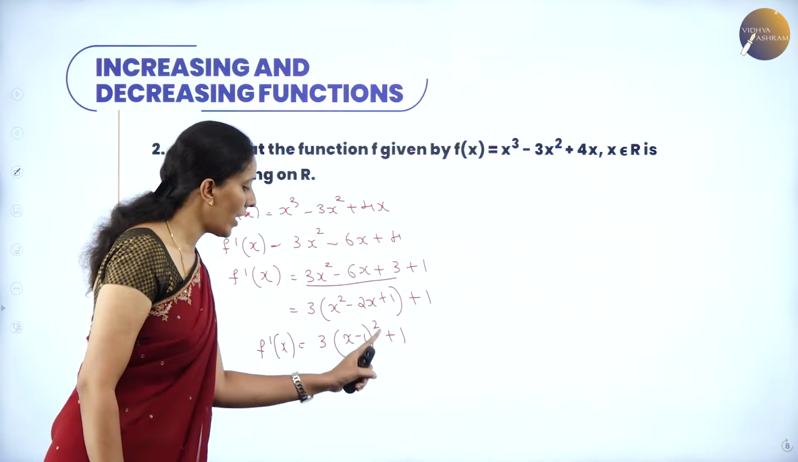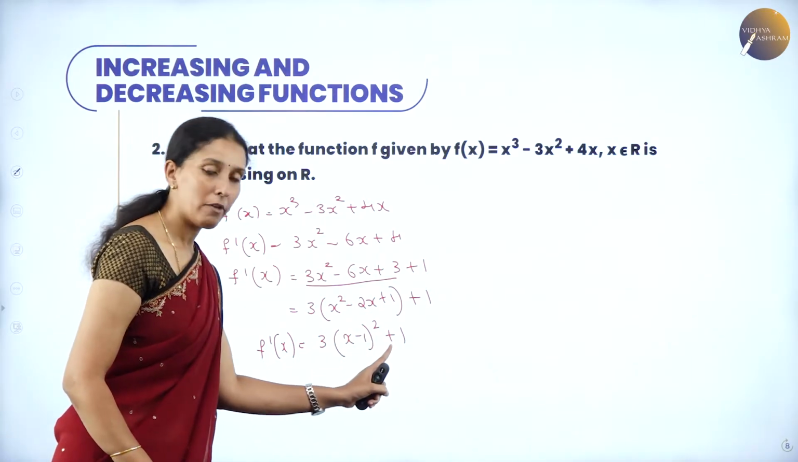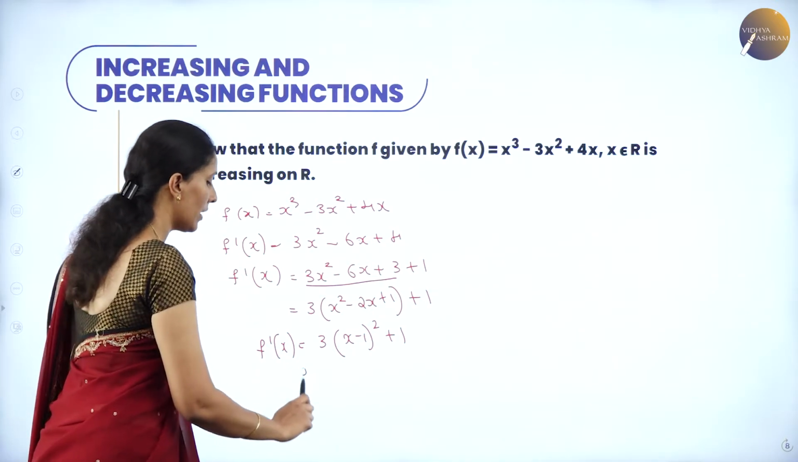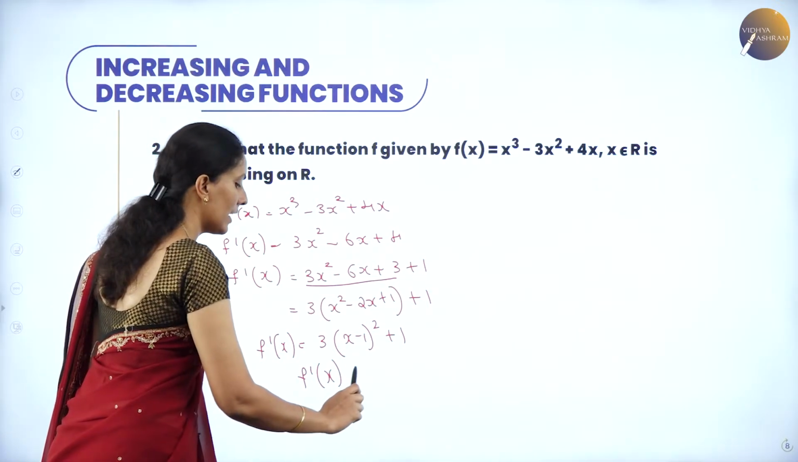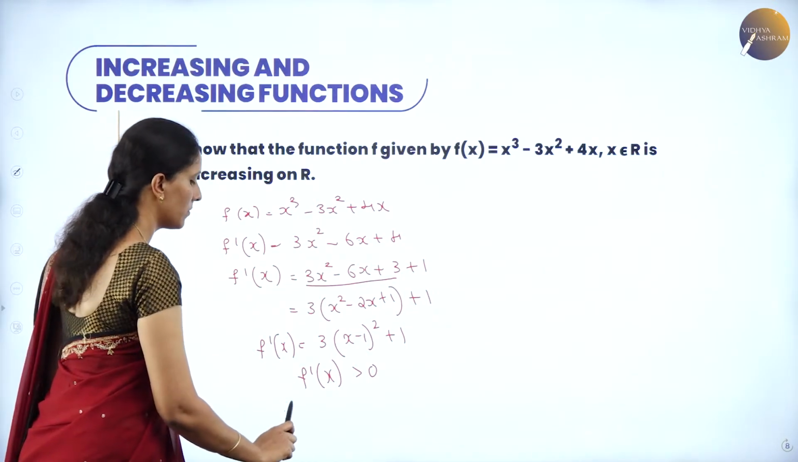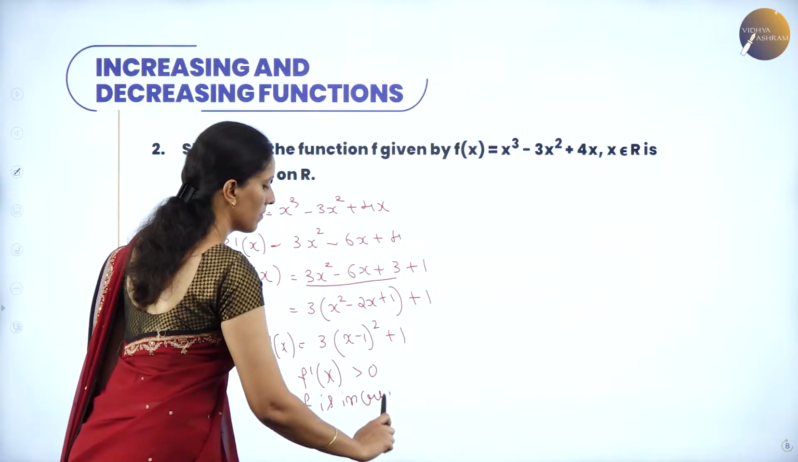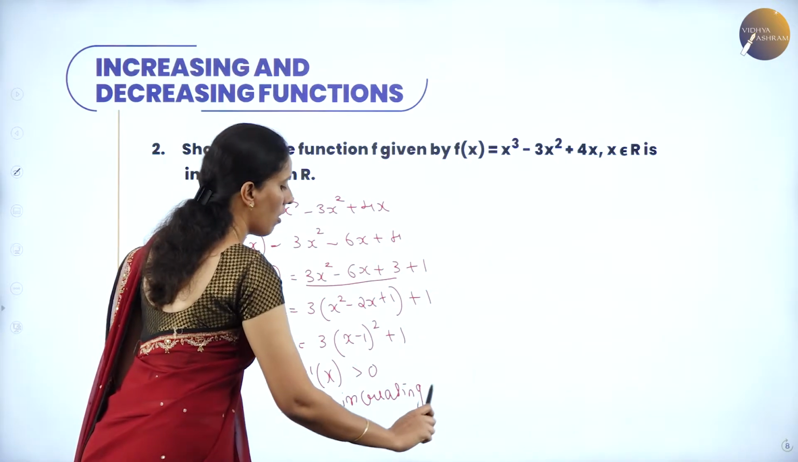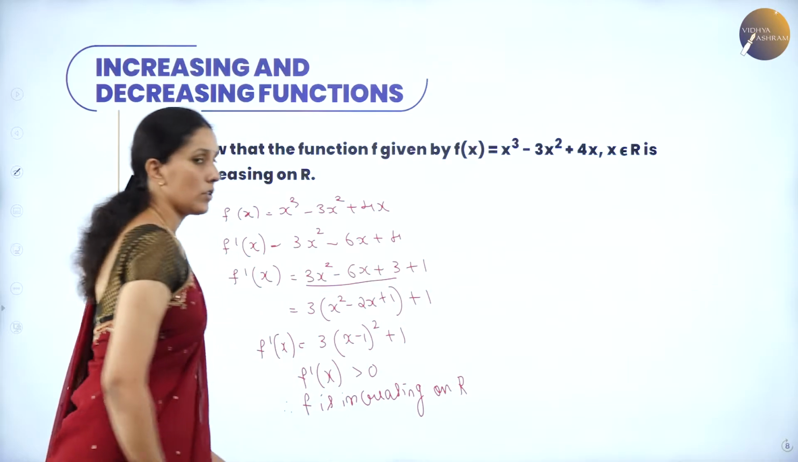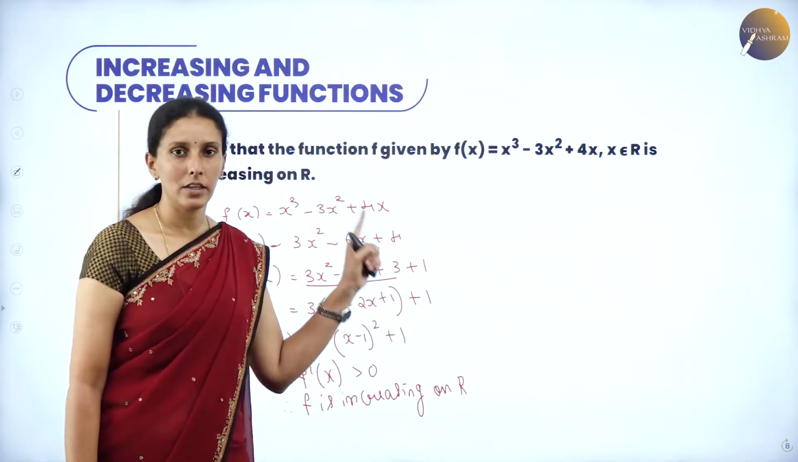Clearly we know that the square of any quantity is positive, 3 is positive, 1 is also positive. So clearly we got f dash of x is greater than 0, which is a positive quantity. So therefore what we can say, f is increasing on R. So just by verifying whether f dash of x is greater than 0 or less than 0.